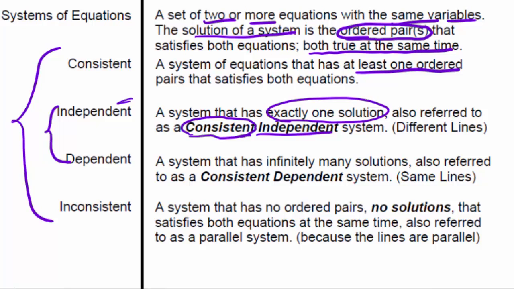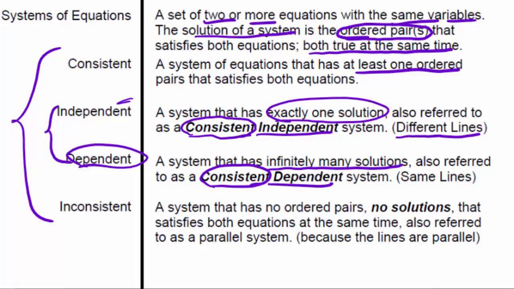On a graph, since we're talking about lines, this would be 2 different lines. The other one is a dependent system. It has infinitely many solutions because it depends on itself. It's also referred to as a consistent dependent. Consistent again because it has at least one. It actually has infinitely many. And it's dependent because they are exactly the same lines. And that means that every x and y ordered pair on one line matches every x and y ordered pair on the other line. And then the last one is just called an inconsistent system.